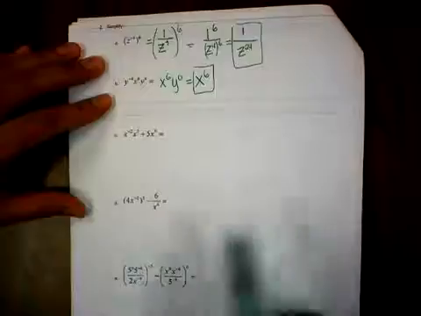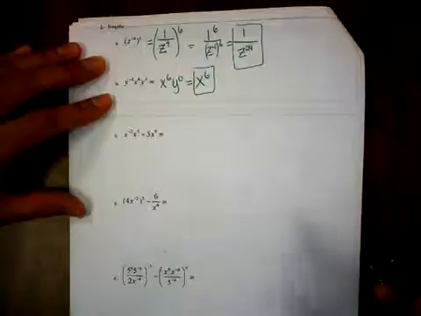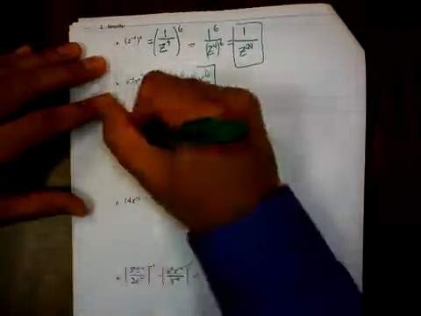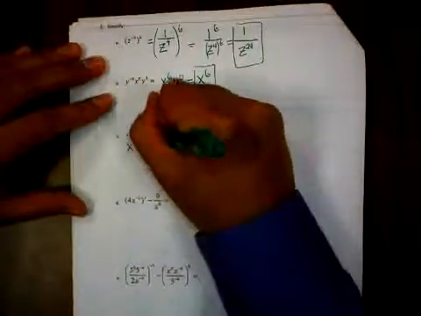On the next one, again, I'm going to simplify here first for x minus 2 and x to the 7th. Common base, add the exponents. So you have x to the 5th plus 5x to the 9th.